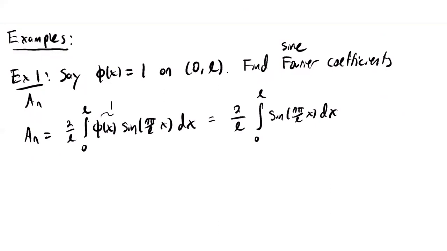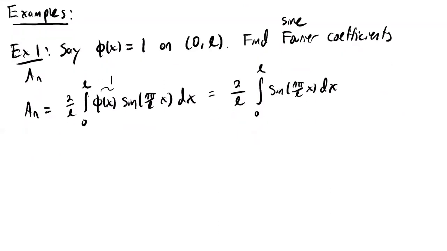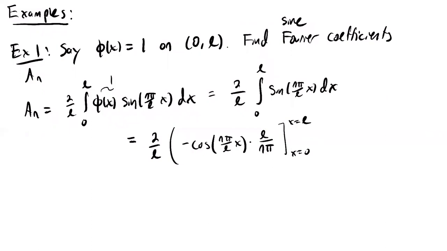Well, this turns out to be an easy calculation. The examples we'll see next time are not so easy. So if now I just take this fundamental theorem of calculus and take the antiderivative, right? Antiderivative of sine is negative cosine, and I just have to take into account the chain rule when I do this. So I end up with 2 over L times negative cosine of n pi over L x times L over n pi, right? Because I'm reversing the chain rule. And I'm looking at this between x equals 0 and x equals L, right?